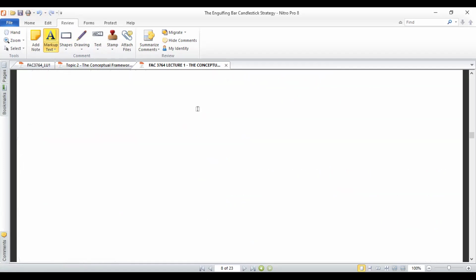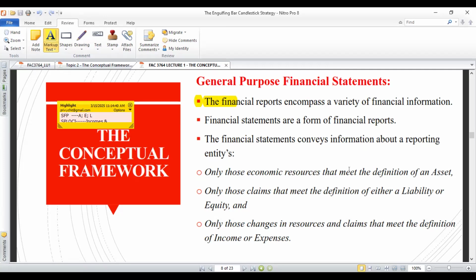Right, so far so good. So that is to summarize this. So of course, the financial statement conveys information about the reporting entity, only those economic resources that meet the definition of an asset. So hence I mentioned we're going to talk about assets, we're going to talk about liabilities as well as equity. And then of course we are going to talk about incomes and expenses.